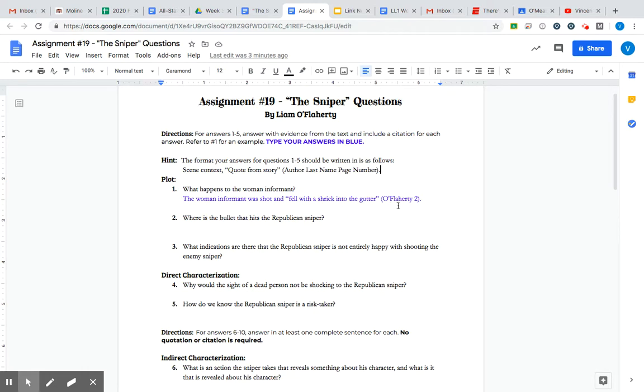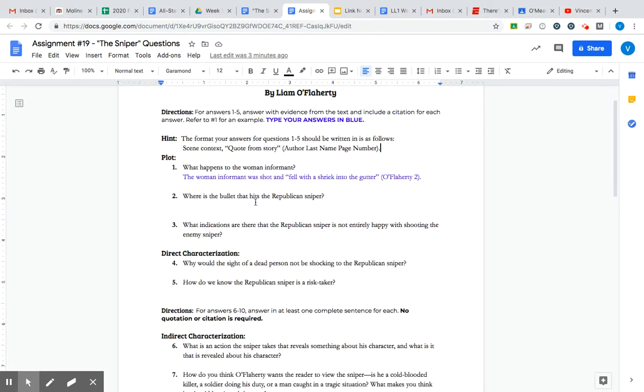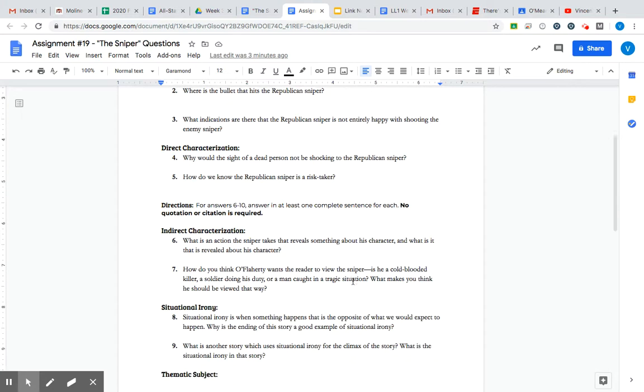We're explaining with a quote to provide evidence so no one can question whether or not we are right. We're showing where we got this quote. It's from the sniper who wrote it, Liam O'Flaherty. So we have his last name here. Page number 2, in parentheses, followed by a period to show that this quotation goes with this citation here. You're going to follow the same format for the next 4 questions. So 1 through 5 should look like that.